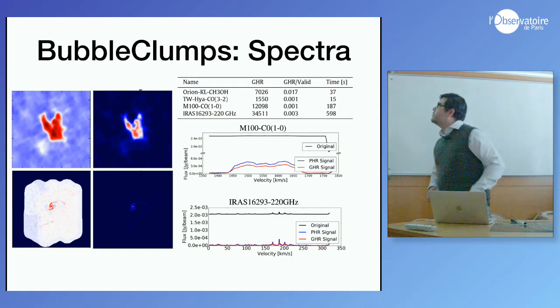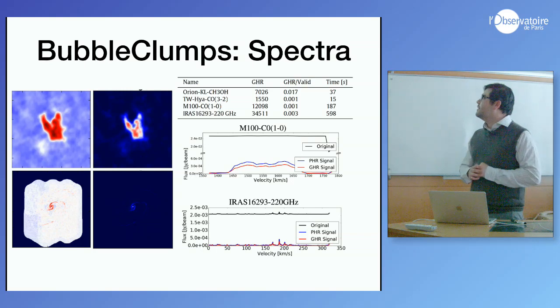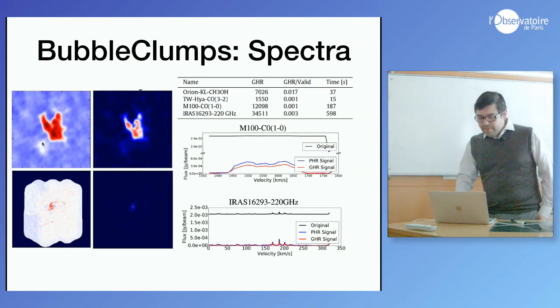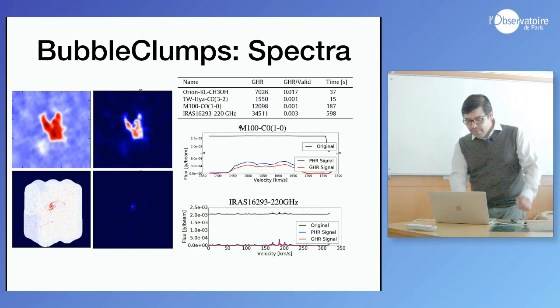So let's look at a few ideas. So, here is the spectrum. Remember that this is a cube, so we can obtain here the spectra of the line, 0, 1, 0.